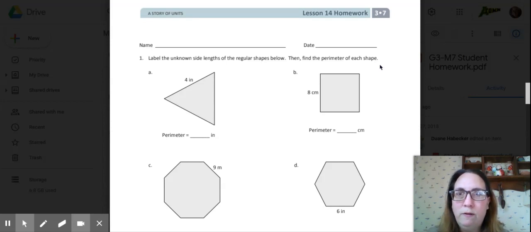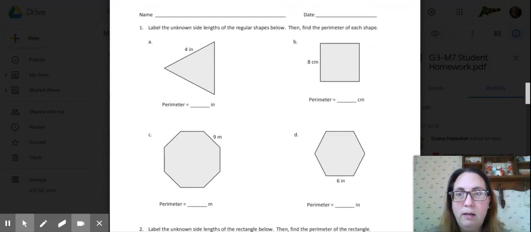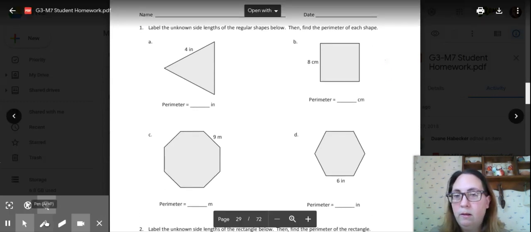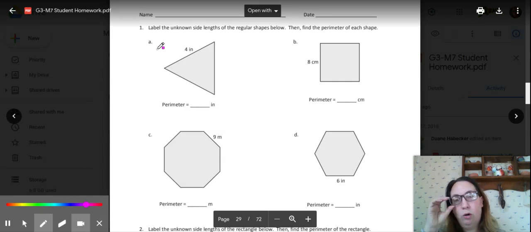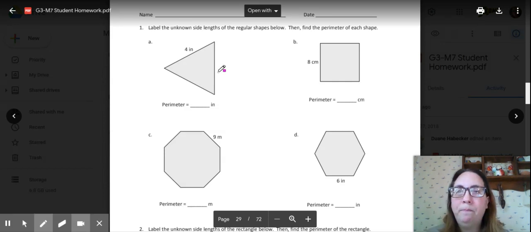So if you've watched the video before this with the slides, then you kind of know where we're going. We are finding unknown side lengths of regular shapes, and then you're going to find the perimeter. That's what they want you to do for all of them in number 1. So we will do a couple together.